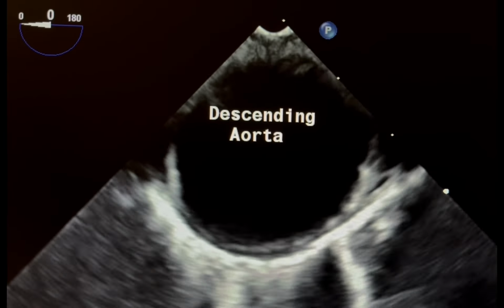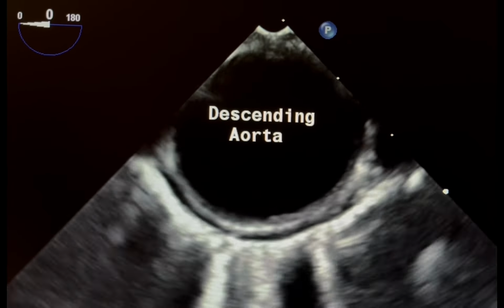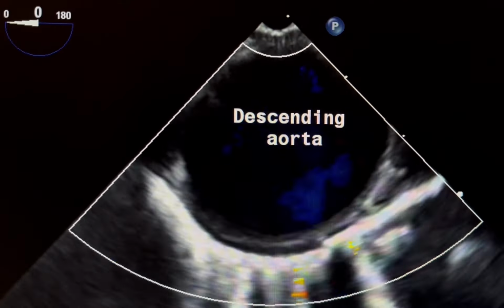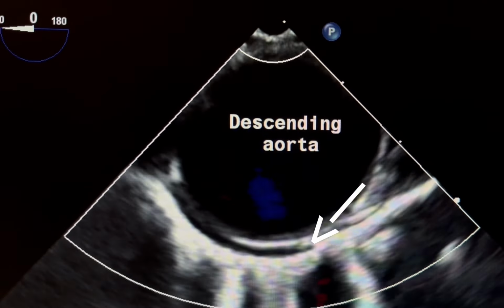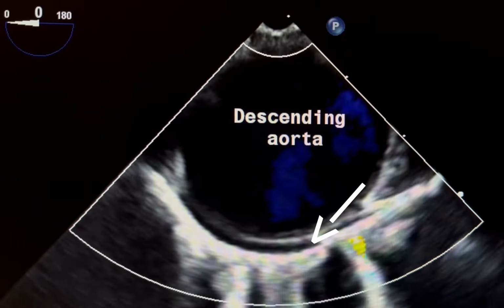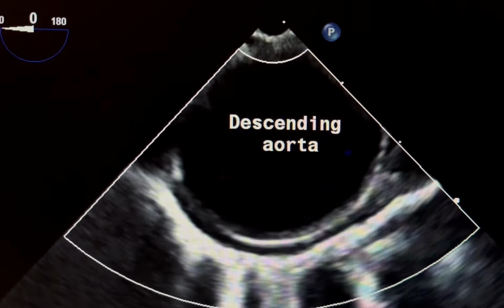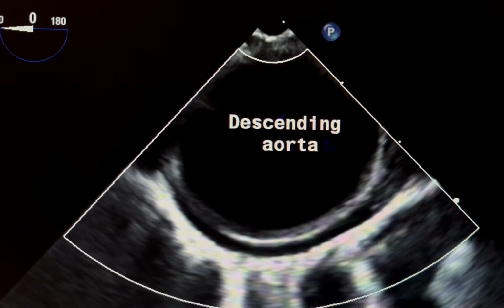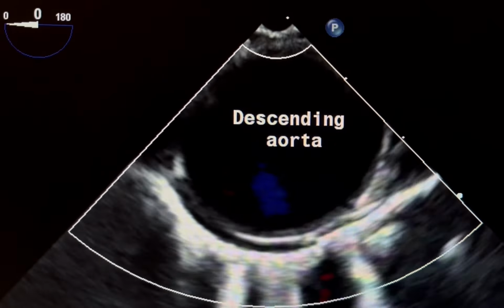This is a cross-sectional view of the descending aorta obtained by transesophageal echocardiography. What is the echo-free space seen posterior to the aorta? This anechoic crescent or circular shape behind the descending aorta likely represents pleural effusion.